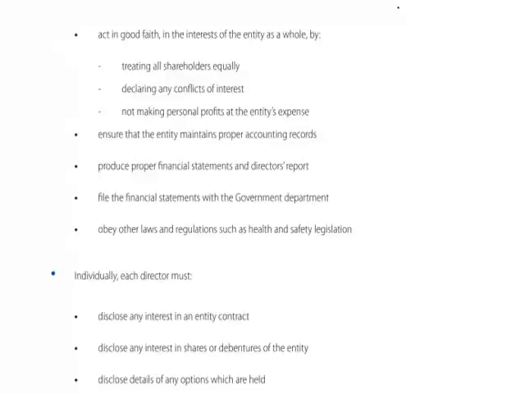They have to file the financial statements with the government department. In the UK, it's with the registrar of companies, and we also have to file them with the tax authorities so that the tax department can work out whether the tax computation is correct, or even use the financial statements themselves to calculate the tax liability if there's any question that the auditors or accountants themselves have calculated it wrong. They also have a duty to obey other laws and regulations, and a particular one which I'll mention on more than one occasion is health and safety legislation.